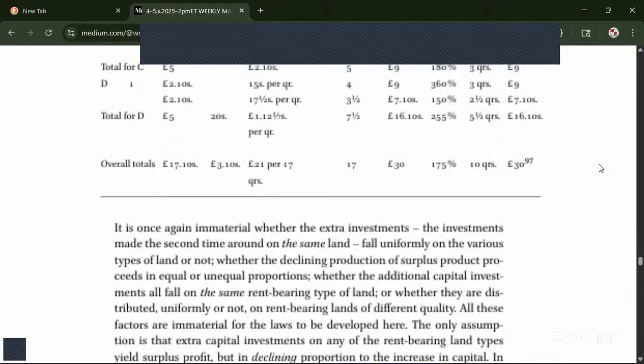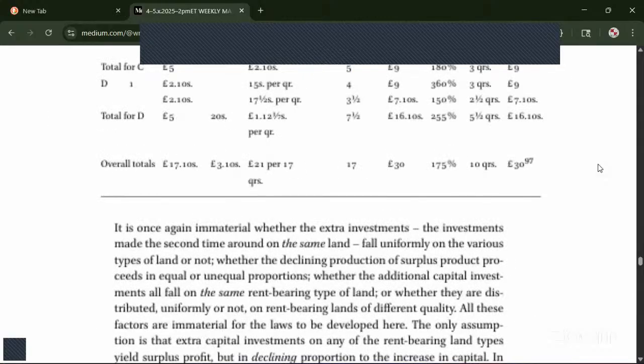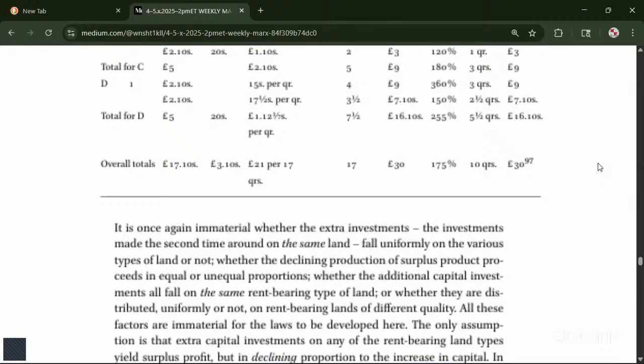Now, we get to, for example, table 3, and once again, it is immaterial whether the extra investments, the investments made the second time around on the same land, fall uniformly on the various types of land or not. Whether the declining production of surplus product proceeds in equal or unequal proportions, whether the additional capital investments all fall on the same rent-bearing type of land, or whether they are distributed uniformly or not on rent-bearing lands of different quality, all these factors are immaterial for the laws to be developed here.